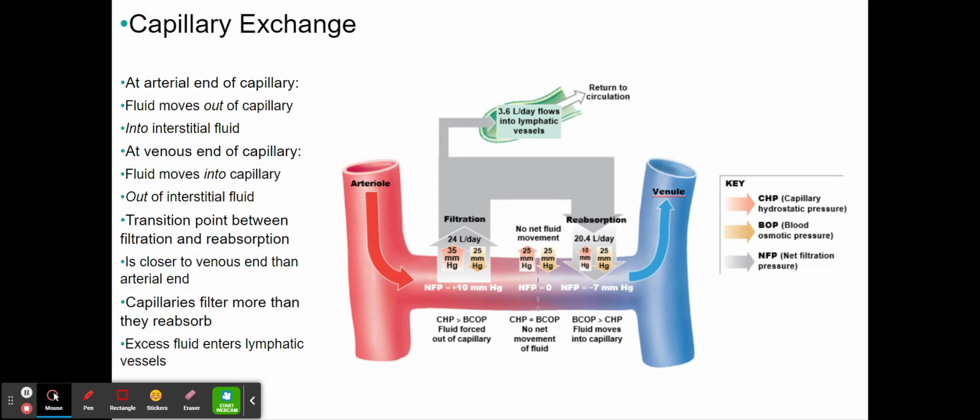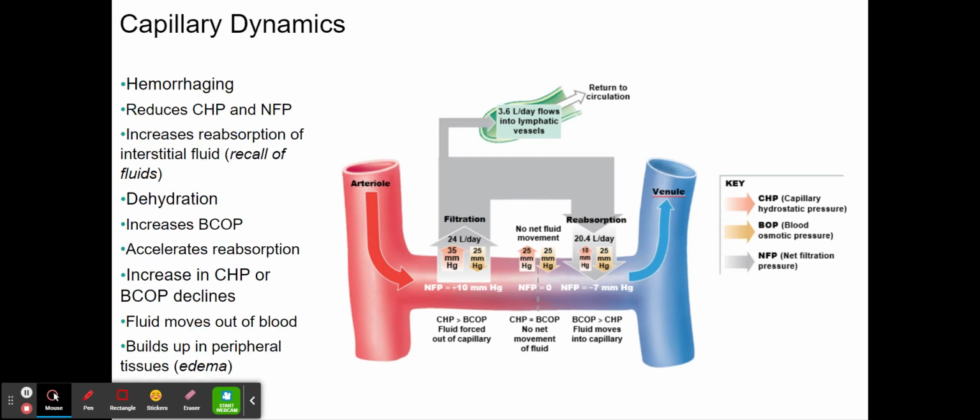Of the nearly 24 liters of fluid that move out of the plasma and into the interstitial fluid each day, 20.4 liters, so about 85%, are reabsorbed. The remainder, about 3.6 liters, flows through the tissues and into the lymphatic vessels for eventual return to the venous system. Any condition that affects hydrostatic or osmotic pressures in the blood or tissues will shift the balance between hydrostatic and osmotic forces. We can then predict the effects on the basis of understanding of capillary dynamics.